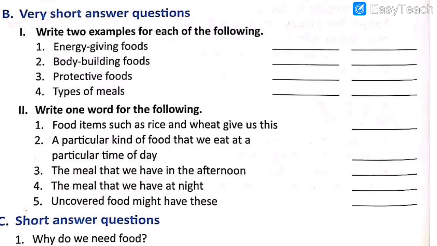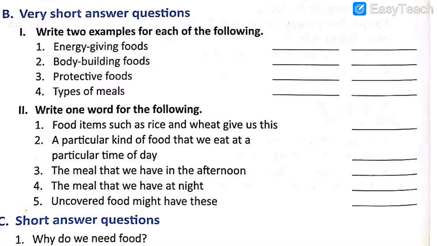So the third question, the new question we are solving for the worksheet today, is write 2 examples. We have to write 2 examples for each question that is asked in the exercise. Let's start with number 1. See that you write the question as well as the answers in your notebook. Number 1, energy giving food. So we have learnt about energy giving foods like rice, wheat and sugar. They give us energy to work and play, and these food items are called energy giving food.